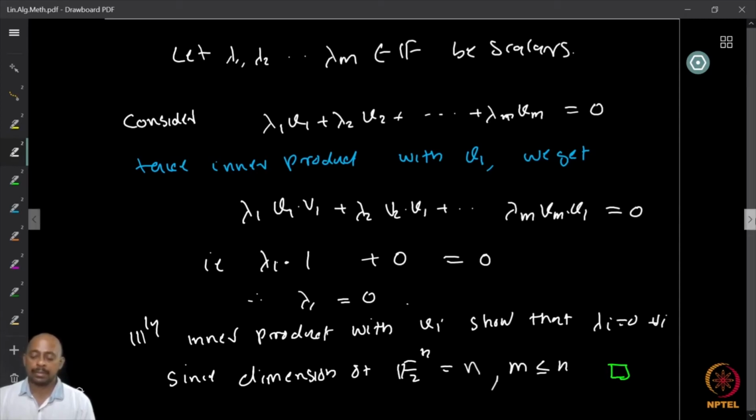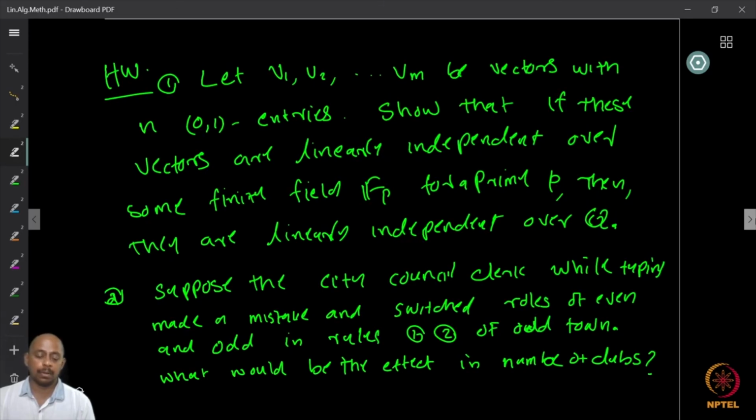Now let us go back to the even clubs case and look at that. But before that, I will present a couple of homework questions. We have vectors v1 to vm with n entries, 0 and 1 entries. Show that if these vectors are linearly independent over some finite field Fp for some prime number p, then they are linearly independent over the field Q. This is a nice exercise. It is basically a linear algebra exercise, not on combinatorics, but it will be very nice to look at.